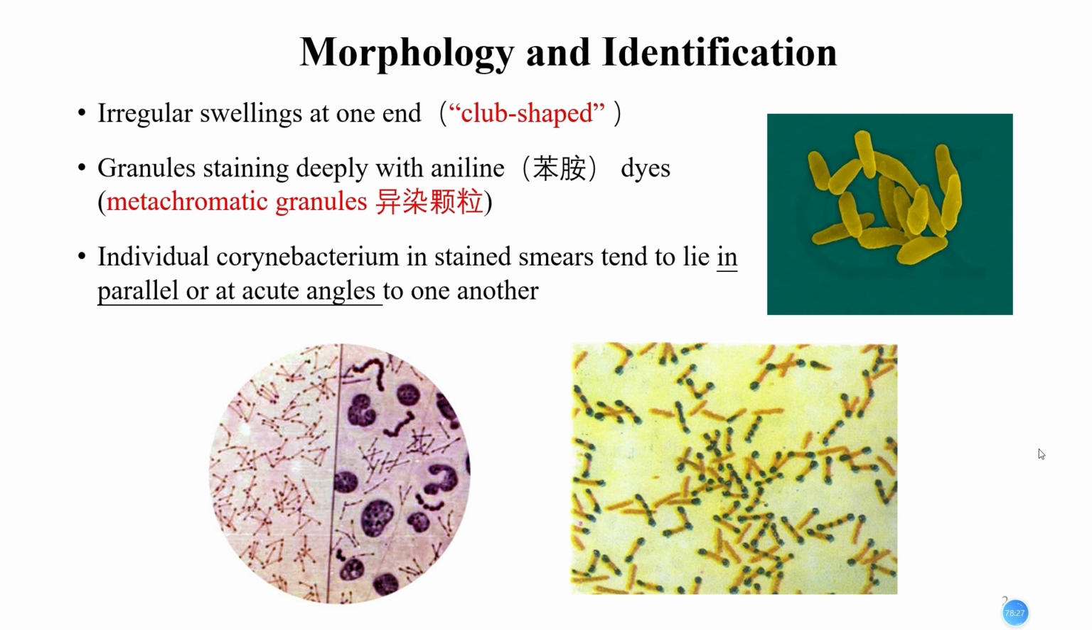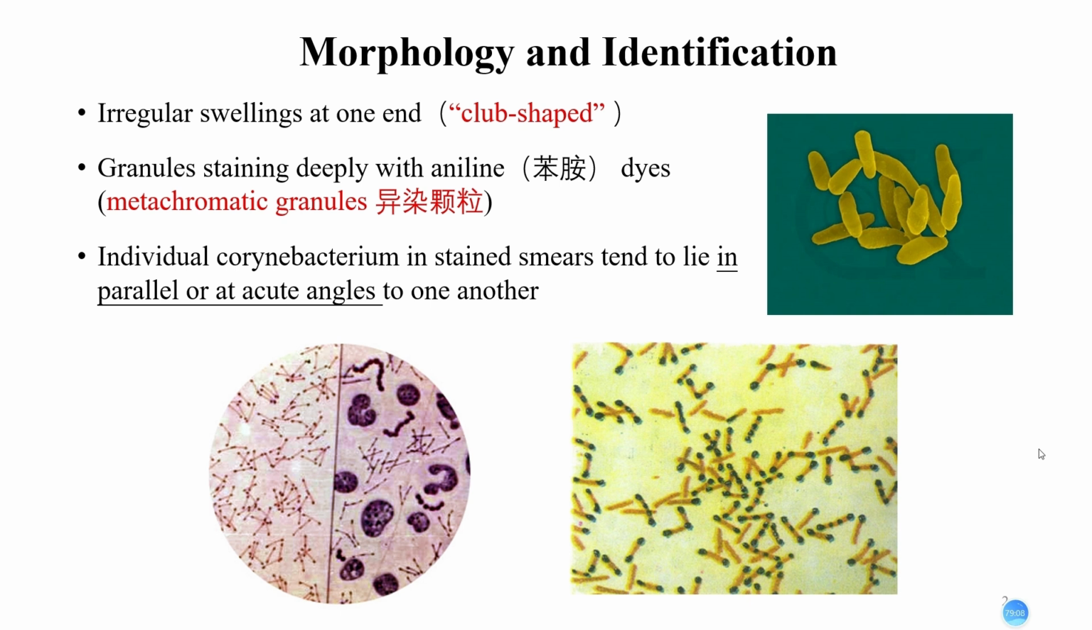And if you stain the bacteria with aniline, it's a chemical, you would see some deep staining granules in the cell. And this deep staining granule in Corynebacterium diphtheriae is not endospore. It's just the inclusion bodies, which accumulate some material, the polyphosphate. And this can provide the bacteria with some energy once needed.